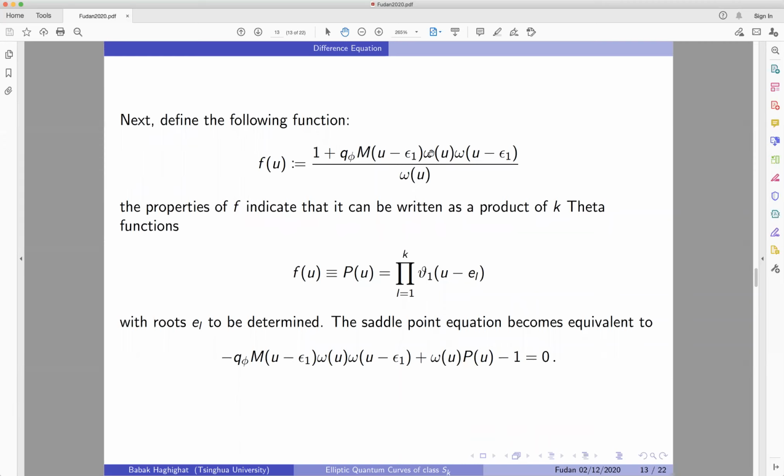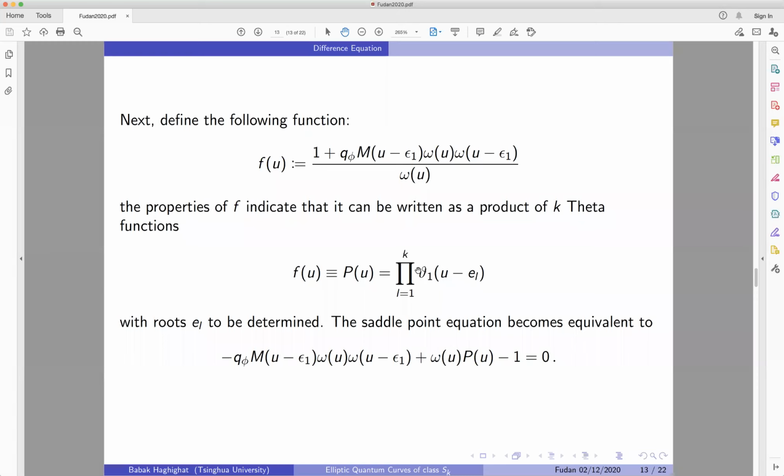And just looking at the properties, because everything was formulated in terms of theta functions, you can show that this is a certain degree section over the torus, because u is an elliptic parameter on the torus, and this is a degree k section on the torus. So from a very general point of view, it can always be written as a product of k theta functions, where these roots can be very complicated. They depend on all kinds of fugacity parameters, of course, but generically it can always be written in this way.